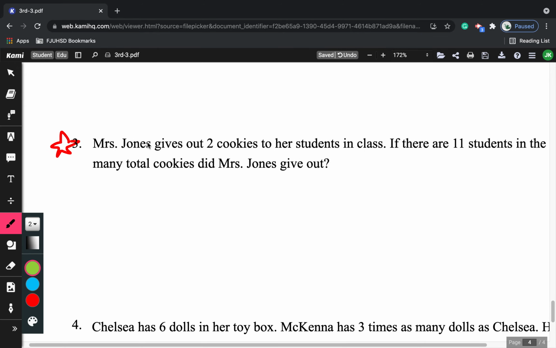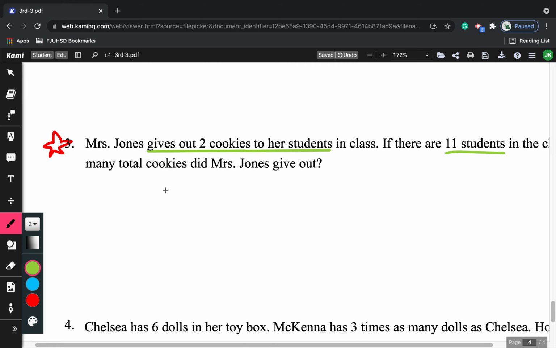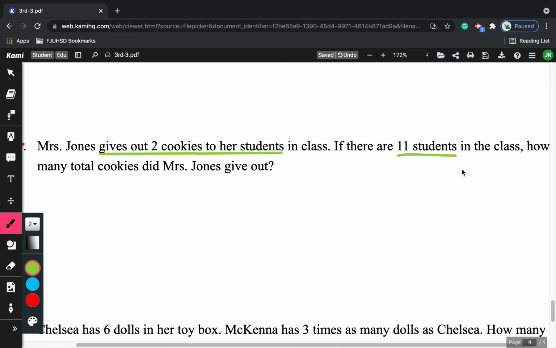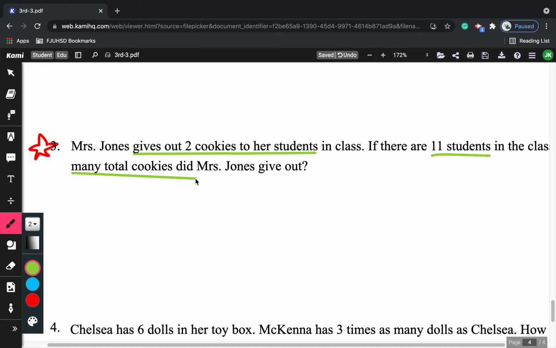Okay, let's do one more problem. Like I say, remember to underline important information, keywords, and what they want. Mrs. Jones gives out 2 cookies to her students in class. If there are 11 students in the class, how many total cookies does Mrs. Jones give out? So that's important. We know that Mrs. Jones gives out 2 cookies per student to her students.